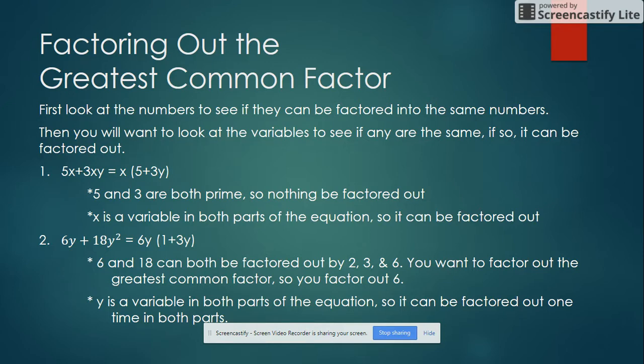In example 2, we have 6y plus 18y squared. We see that there is a y in both terms that can be factored out. We then know that we have 6 plus 18y. 6 and 18 both can be factored out by 2, 3, and 6, but we want the greatest common factor, so we factor out 6. Factoring out 6y out of 6y plus 18y squared gives us 6y times 1 plus 3y, which is our answer.